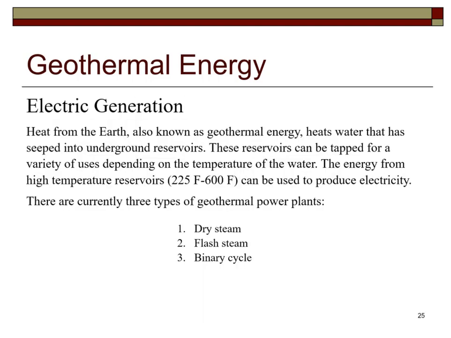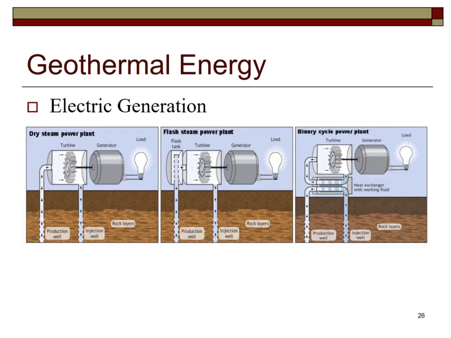Electric generation from geothermal reservoirs is currently produced by one of three power plants: dry steam, flash steam, and binary cycle. This slide gives a view of each power plant.